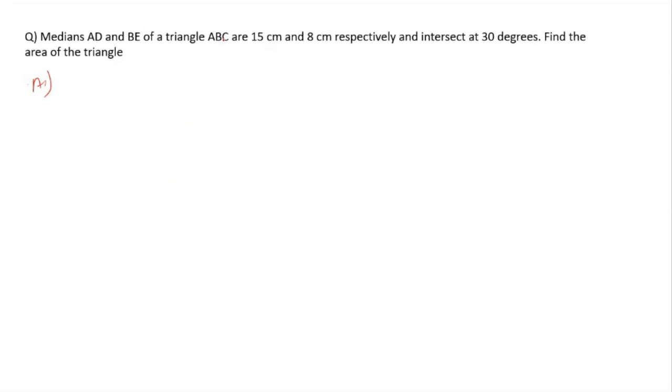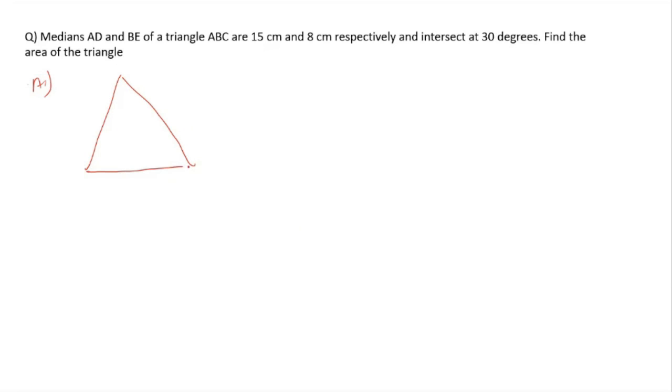Medians AD and BE of a triangle ABC, which are 15 centimeters and 8 centimeters respectively, intersect at 30 degrees. Find the area of the triangle. This template question you will find in many places, even in mocks. Two medians will be given, the lengths will be given, and they're intersecting. Either they're perpendicular, in which case this 30 will be 90, and so on. So it's just good to have a certain standard approach in mind, right?